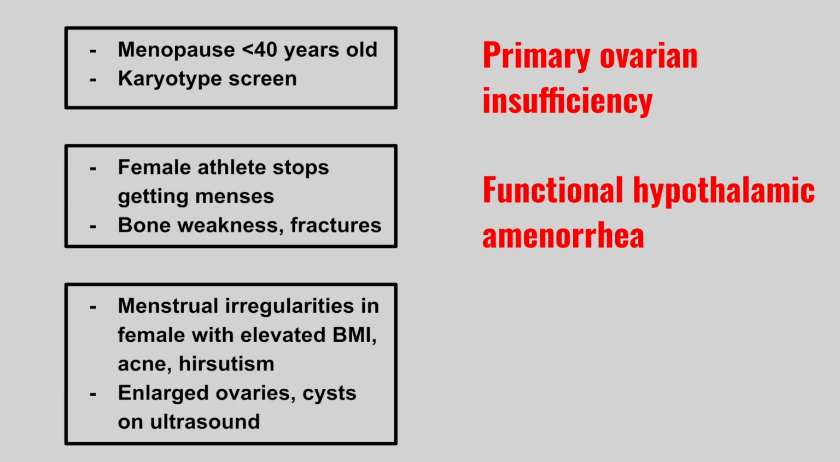Next, we have menstrual irregularities in a female with an elevated BMI, acne, hirsutism, and then we see enlarged ovaries and cysts on ultrasound. So this is polycystic ovarian syndrome, PCOS. Remember, this is also associated with endometrial hyperplasia and endometrial cancer, diabetes, and so a lot of these conditions we have to manage and treat.